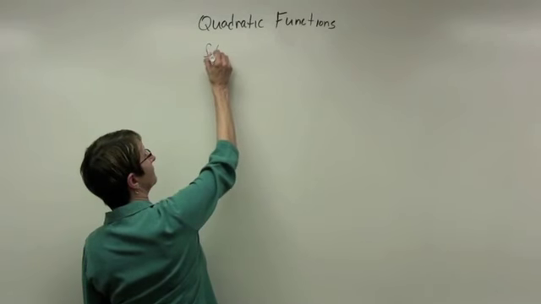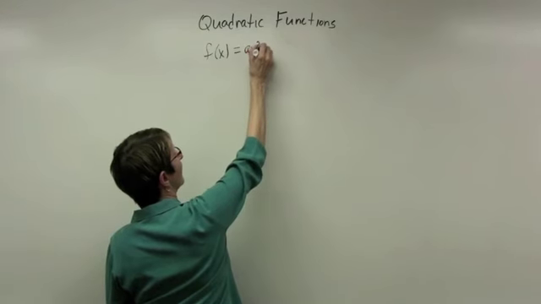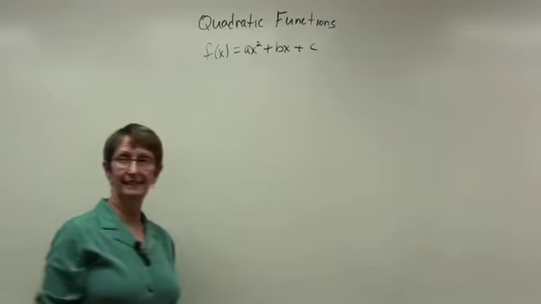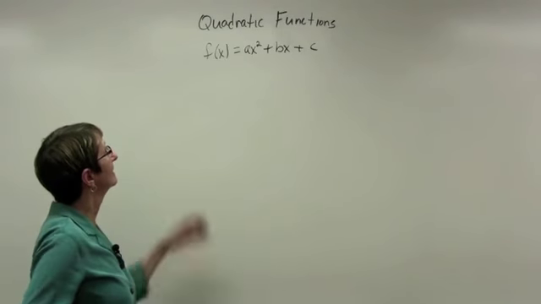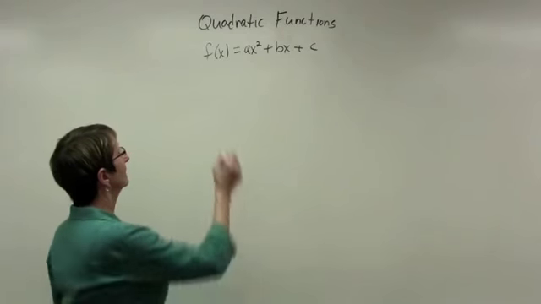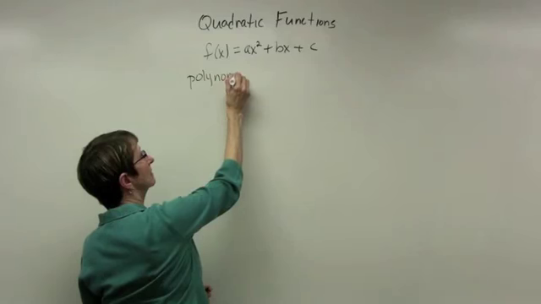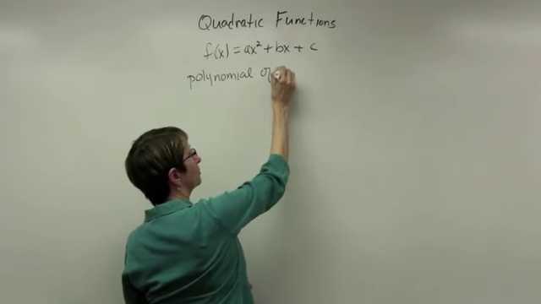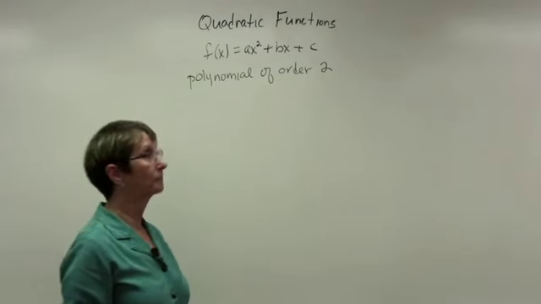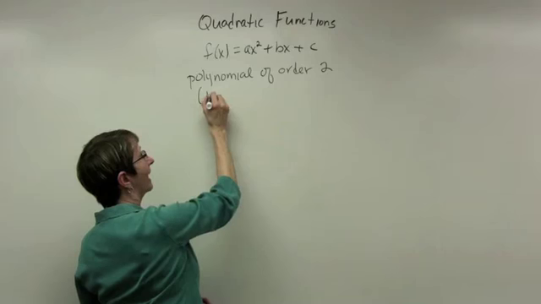Standard form for a quadratic function: f of x equals ax squared plus bx plus c. A quadratic function is also a polynomial function. We call it a polynomial of order 2, or of degree 2.